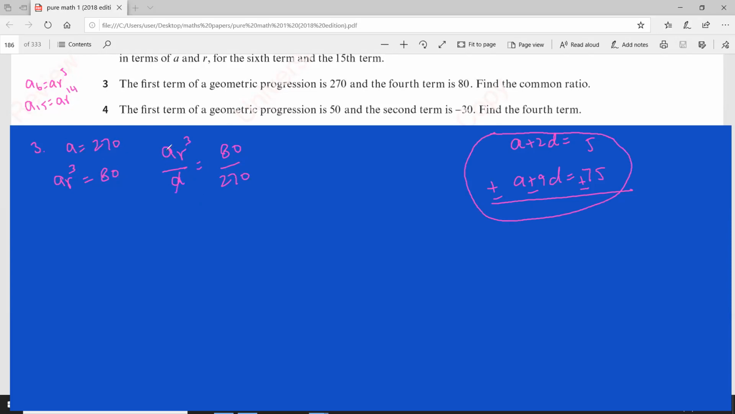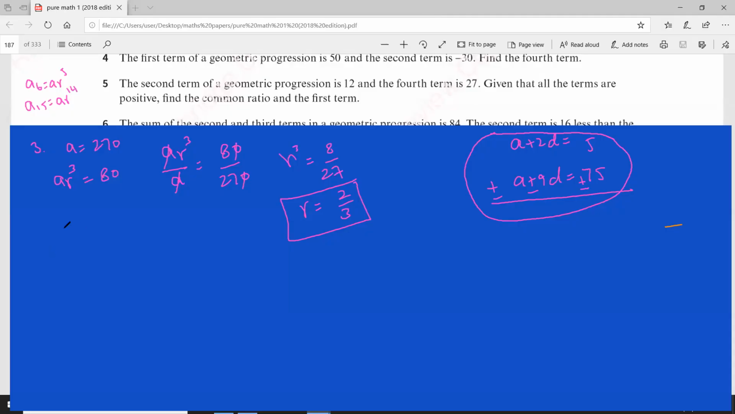So I have divided them side by side. A is cancelled with the A, so I have R cube equal to 8 over 27. You must be very familiar with the cube numbers now. So this R is going to be 2 over 3. You can use your calculator, but if you do it mentally, you know that 2 cube is 8 and 3 cube is 27.